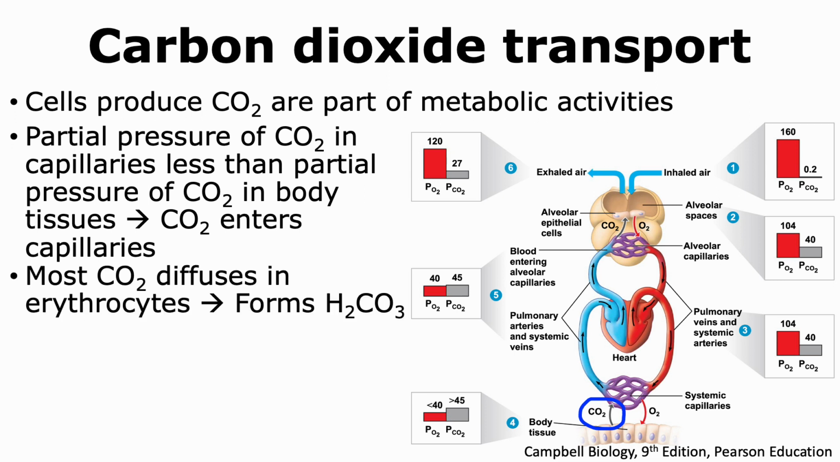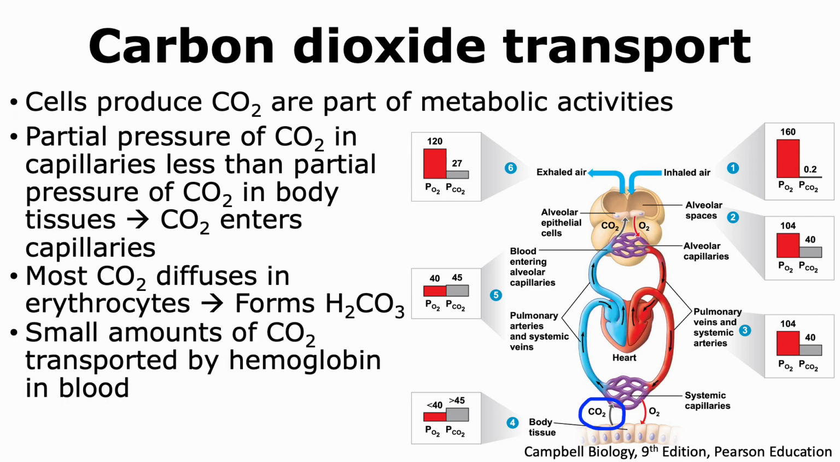Once the carbon dioxide enters the blood, most of it diffuses into erythrocytes and forms carbonic acid. This carbonic acid usually breaks down to give bicarbonate ions and H+ ions, which can cause the blood to start becoming slightly acidic if the carbon dioxide is not removed. Small amounts of carbon dioxide can also be transported by hemoglobin in blood. But this is really a very small portion of the overall carbon dioxide that is made.